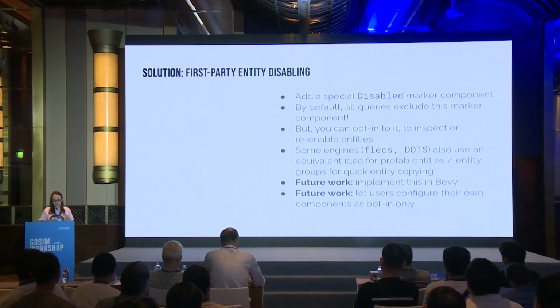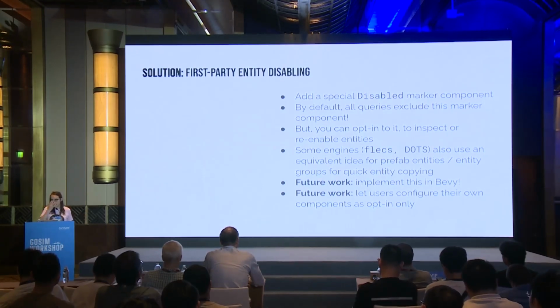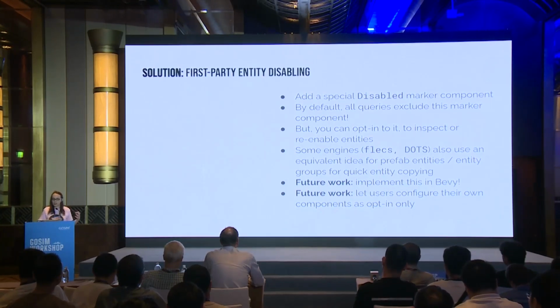Existing work also uses this for prefab entities, so entities that are already made up, and you can just quickly copy them and say, I want to spawn another goblin over here and make another tower, place right there. We still need to implement this in Bevy, but this is one or two pull requests. Hey, if this is cool, you could do it. And ultimately, I think that users should be able to make their own components that work this way.